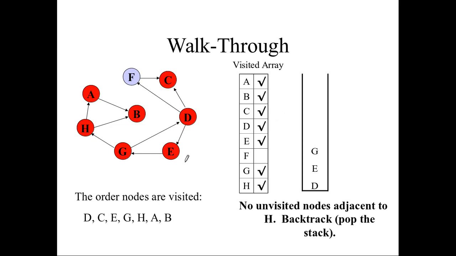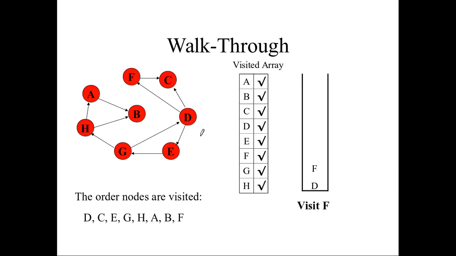Then at G also I don't have any edges to an unvisited node, so I remove G also. From E also I don't have any nodes to move forward, so I also remove E. Now at D I have one edge which points to F and it is not explored, so I mark F as visited and insert F into the stack. Now at F I don't have any other nodes to visit. C is already visited, so I remove the topmost F. I come to D. From D I don't have any other nodes to be visited, so I also remove D.